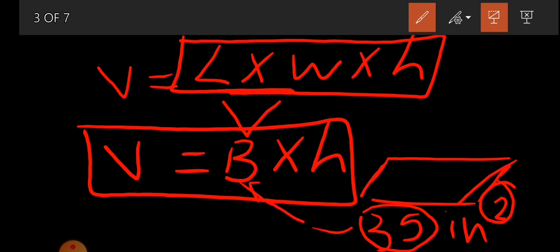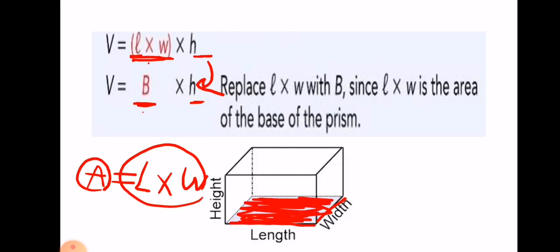So if you have any squared unit, meaning centimeter squared, inch squared, feet squared, anything squared, it means this is area. But if I have the unit alone, this is a regular dimension. Like if I have just inch, this can be the length or the width. But if I have it squared, it means this is the area. Or they can tell you directly that the base equals 35 inch squared. Let's see the question.